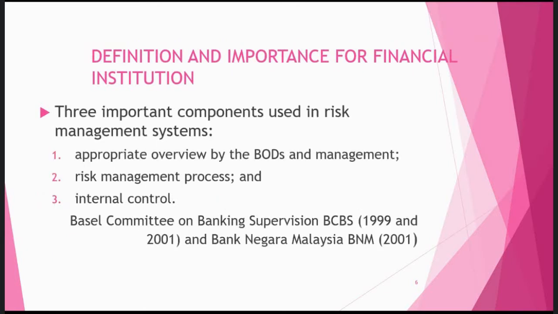There are three important components used in risk management system. Three important components used in risk management system include the overview by the board and management, risk management process and internal control, based on Basel and Bank Negara Malaysia 2001. Okay.